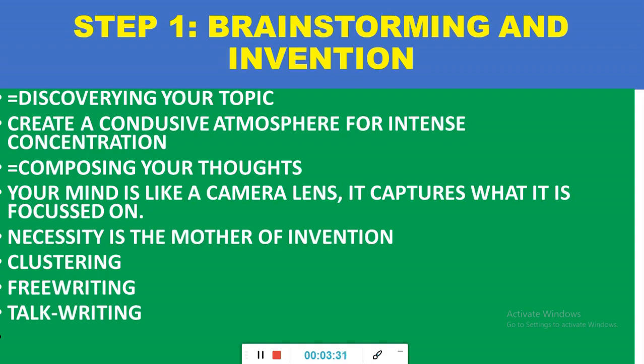Now, at the brainstorming and invention stage, your aim is to discover your topic. You want to really discover your topic, what you are going to write on. What exactly is it? What is the subject matter? What is it all about? It must be something you are knowledgeable about and something you are passionate about, but most importantly, something that has audience appeal.